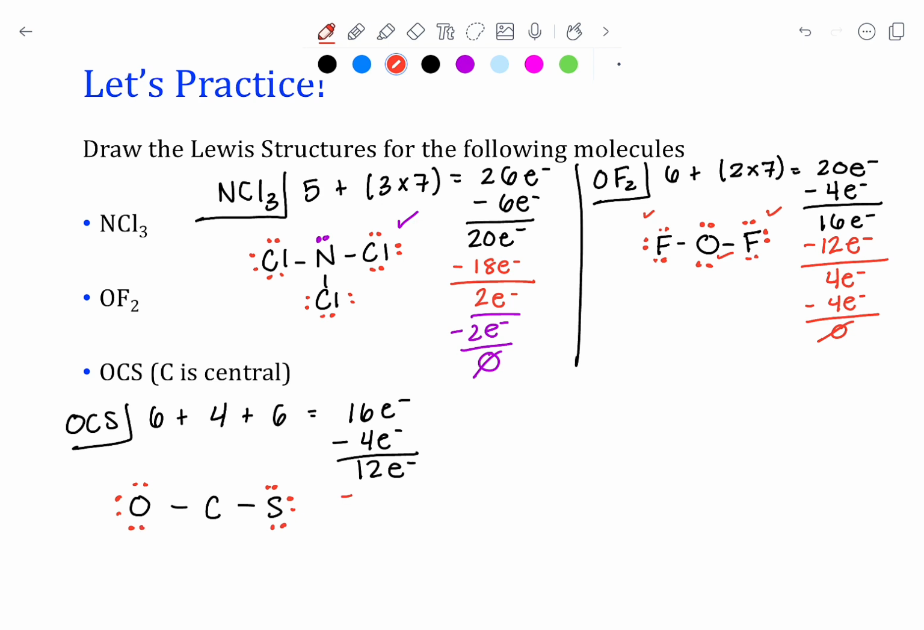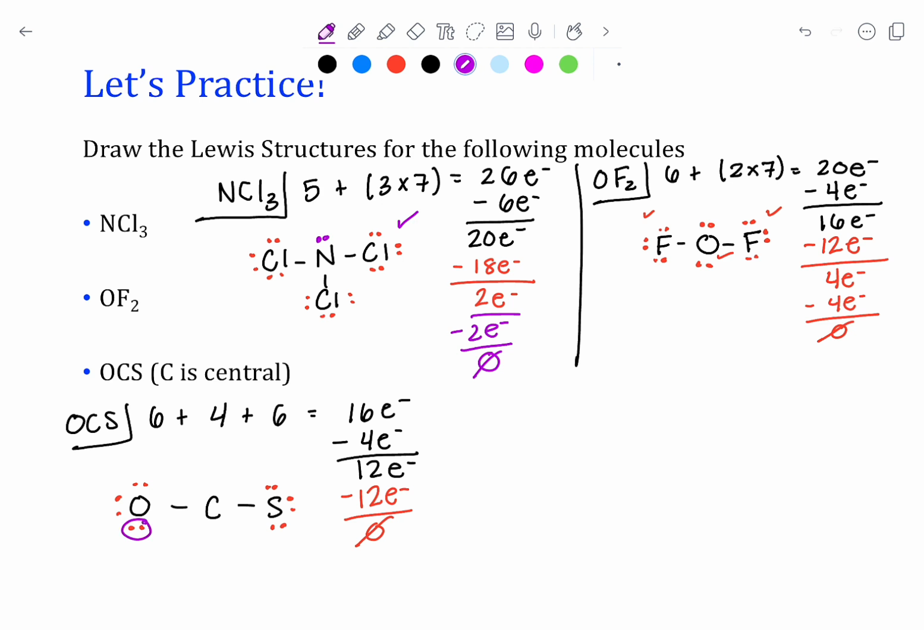Okay, I used all 12 remaining electrons to complete the octets of my surrounding atoms, and I have no more electrons left over. But my carbon is missing 4 electrons. It only has 4 electrons right now. It needs 4 more. So what we're going to do is take some pairs from our sulfur and our oxygen, and we are going to create multiple bonds.